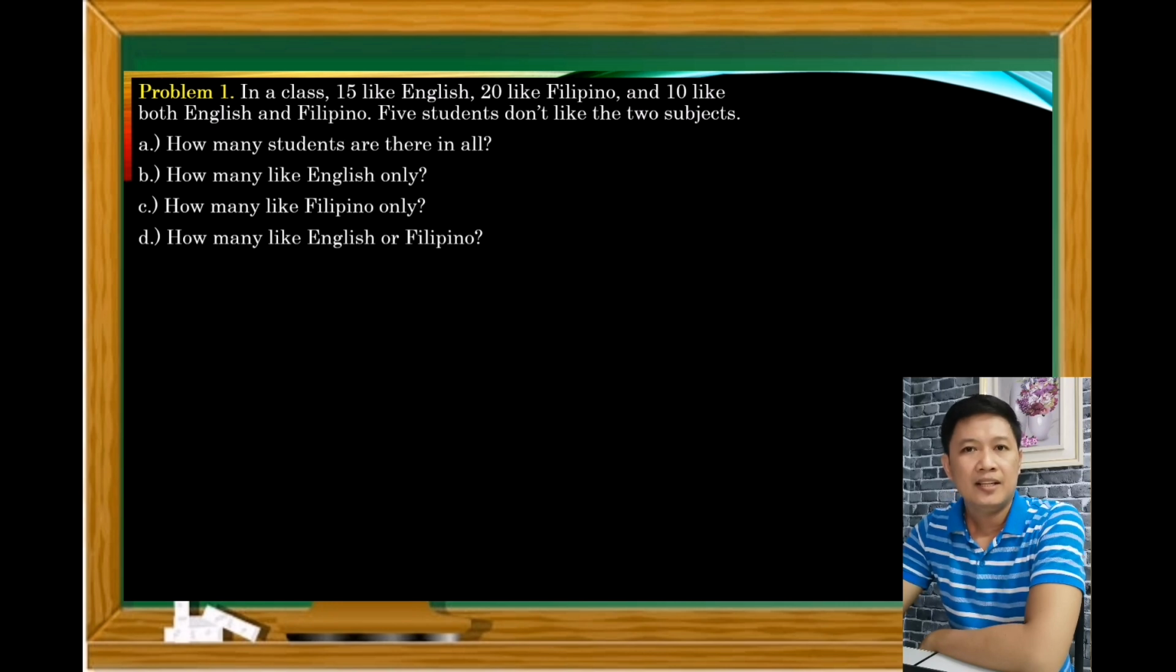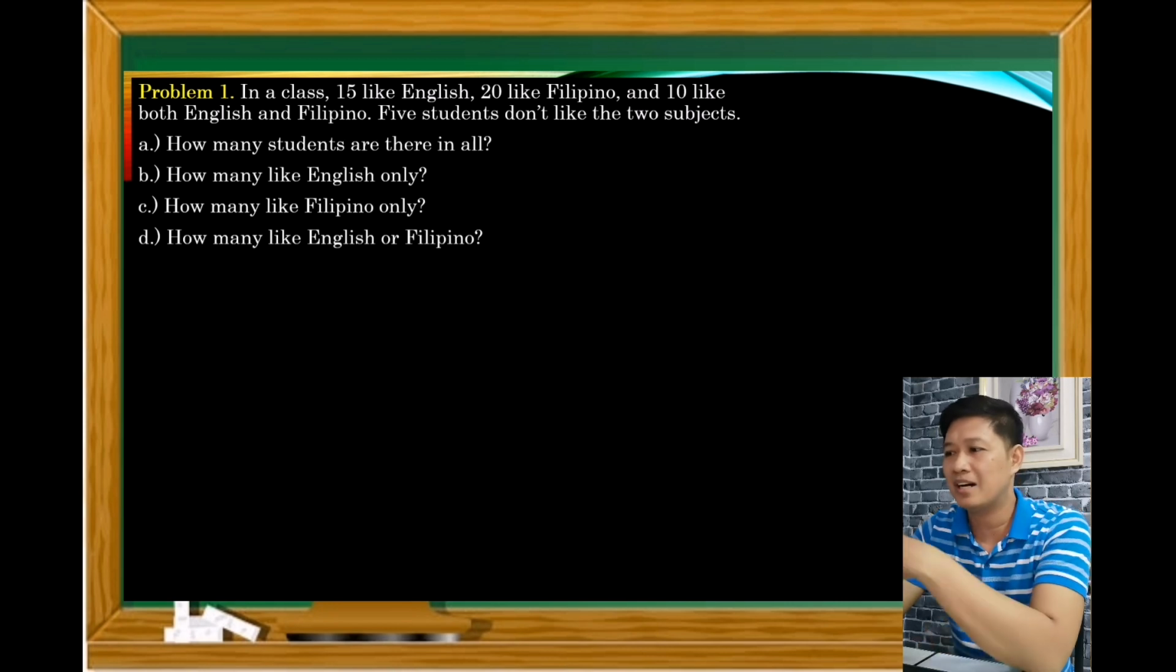Okay. Now, to solve this problem, guys, I just want to remind you that we have coordinating conjunctions that we should remember: and, and or. When we say and, that represents intersection. When we say or, that represents union. Remember, and for intersection, or for union. Okay. To solve this problem, all we have to do is to draw a Venn diagram.